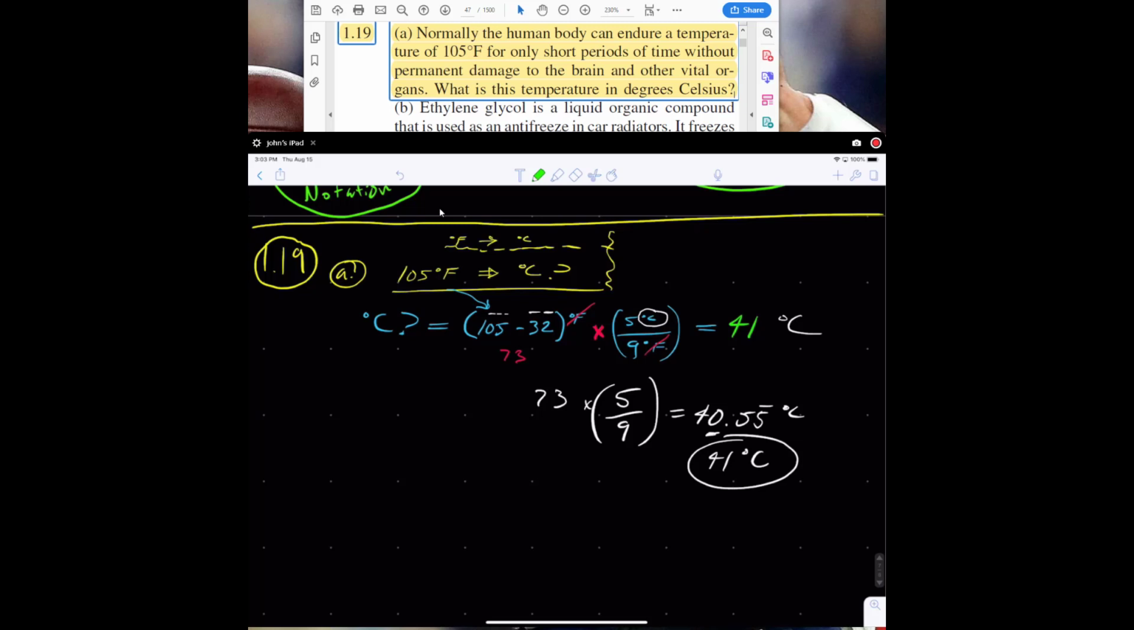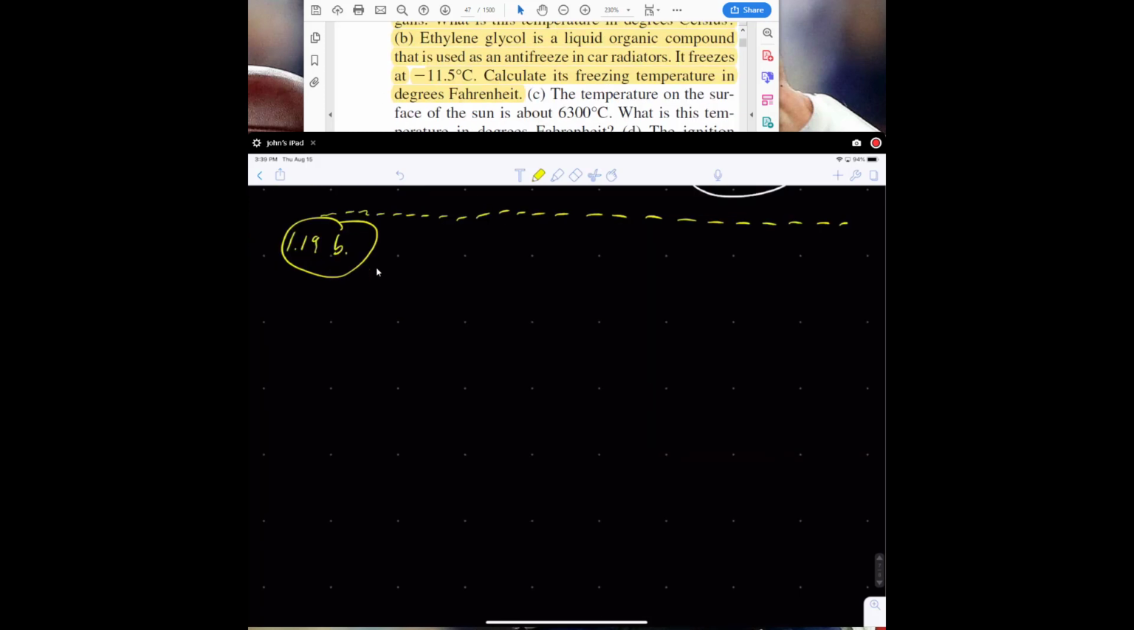So we're going from Fahrenheit, we're doing 105 degrees Fahrenheit. Yeah, so it gives us the 40.55 repeat. So it all depends on what we want to report it as, but we're going to report it as 41 degrees Celsius. Okay? So we can move on to part B.